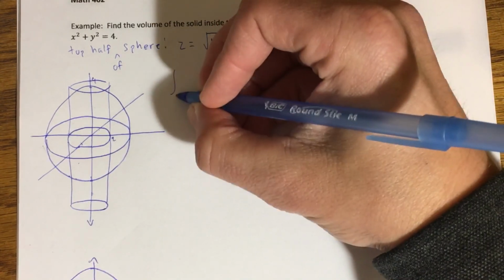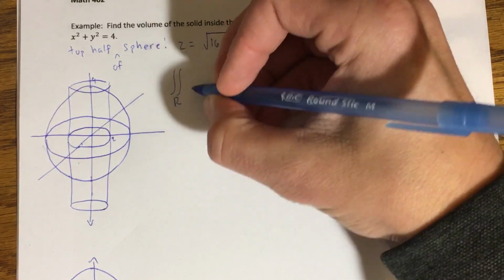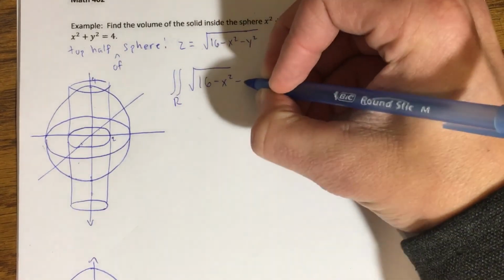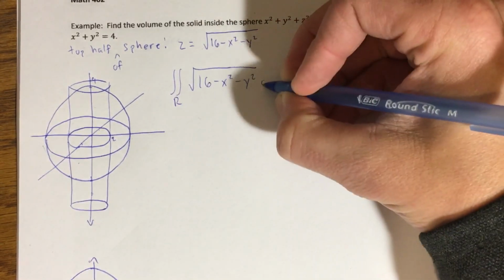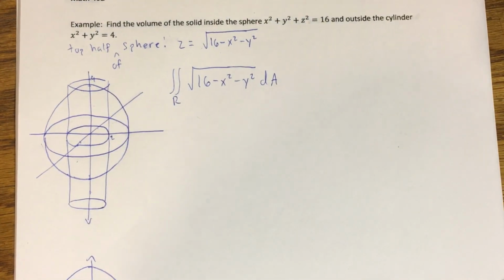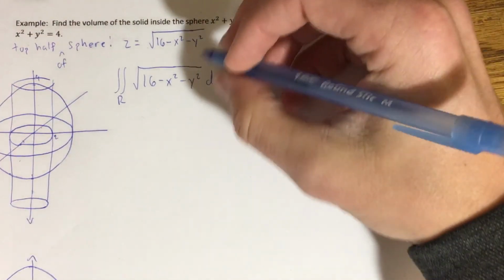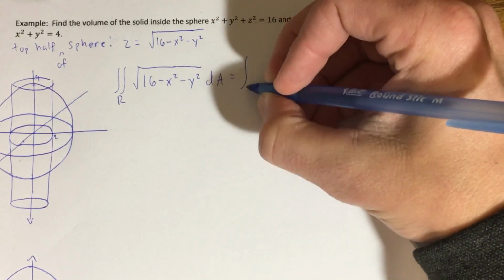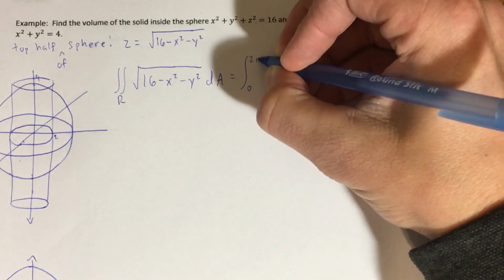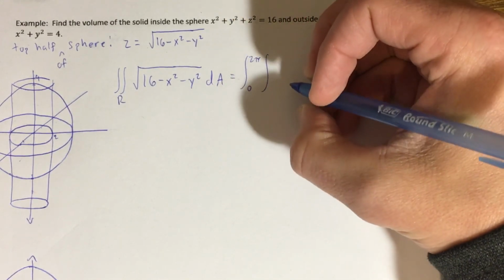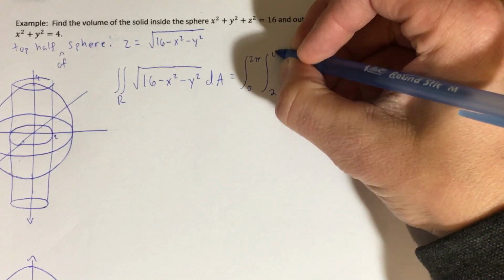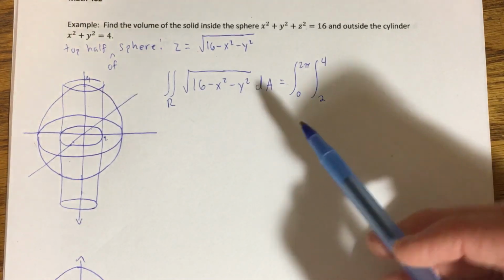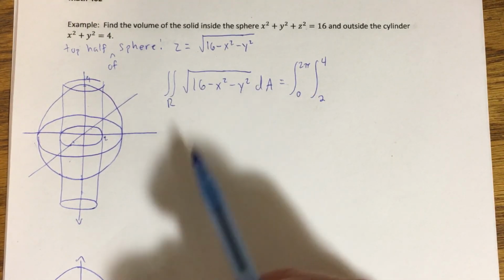I'm looking for the double integral over R of the function root 16 minus x squared minus y squared dA. And to convert this into polar coordinates, can't see it now, but we just did it. The region R gave us, for our theta, the interval 0 to 2 pi, and for our r, the interval 2 to 4. And then we need to convert this into polar coordinates.